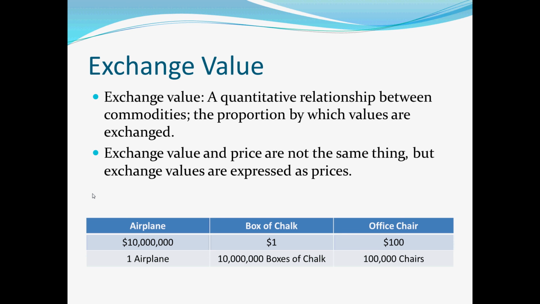Now, with exchange value, though, you can take any two items and compare them directly. There's no awkwardness, there's no weirdness with exchange value. You can just compare them. So if we take a look at the box down at the bottom of the slide, similar again to the example I gave you guys in class, if we have an airplane that's worth $10 million, a box of chalk that's $1, and an office chair that's $100, let's say it's a decent office chair, well, then one airplane is equivalent to 10 million boxes of chalk, which is equivalent to 100,000 office chairs.